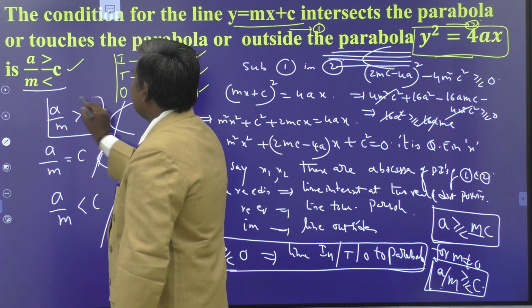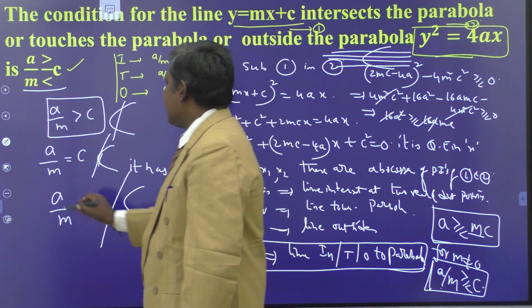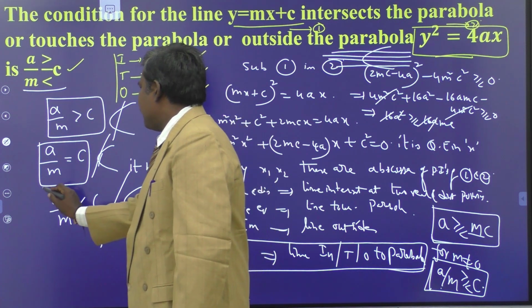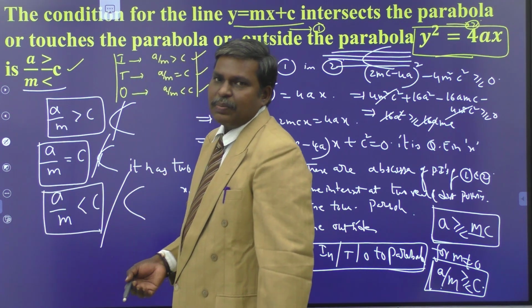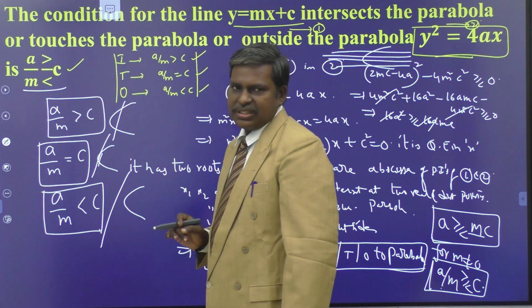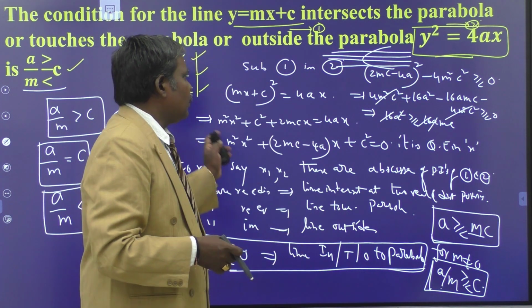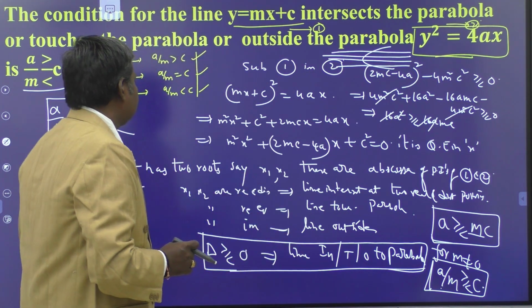If a by m greater than c, the line intersects the parabola at two real and distinct points. If a by m is equal to c, it touches the parabola at only one point. If a by m less than c, the line never intersects the parabola. These are the conditions. In this manner we can study the position of the line with respect to the parabola.